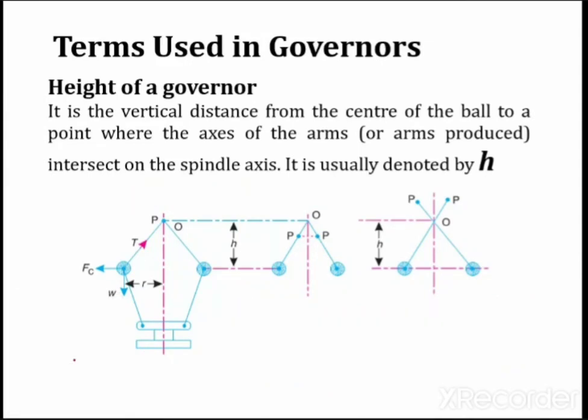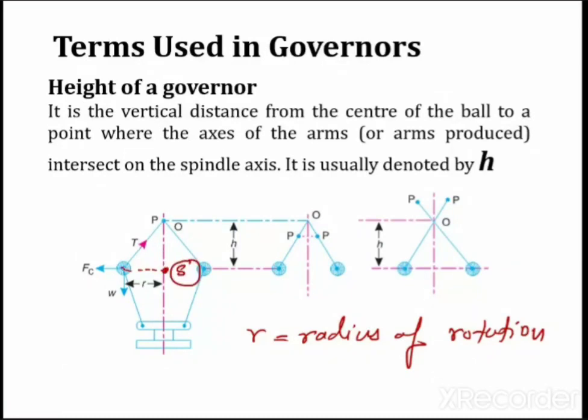So this is nothing but a mathematical force diagram which indicates FC, W, R. Now what is R? R is nothing but the radius of rotation. Now I also want the answer from your side: what is the distance between the spindle axis, let me call this point S, and the center of the mass? The distance between the point S and the center of the mass is nothing but R.